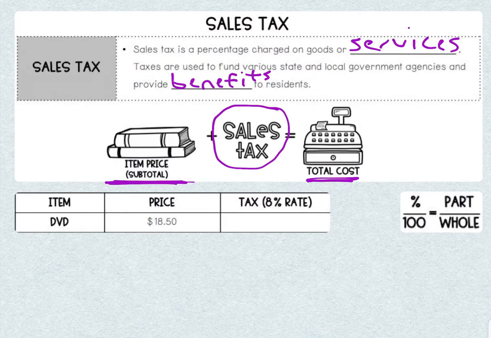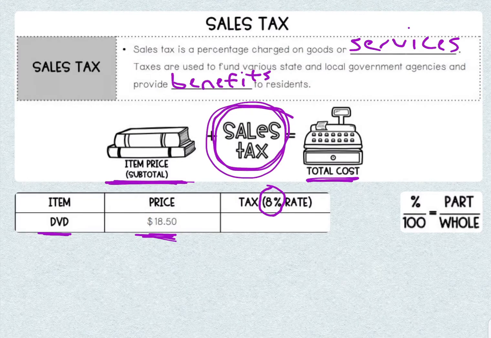Now, the problems we're going to be looking at are not going to be for a particular place, so we're going to have different rates that you'll have to calculate with. Our example is: if you bought a DVD for $18.50 and there was an 8% tax rate, how much tax would you pay? That's going to be our focus, calculating the amount of the sales tax.